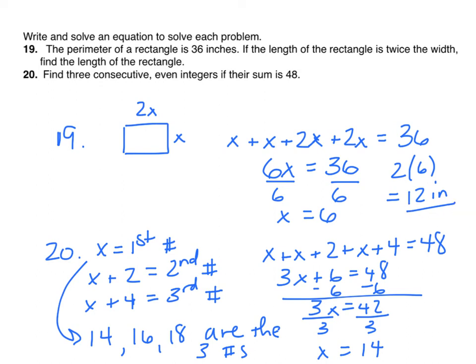In the second problem, find 3 consecutive even integers if their sum is 48. The 3 values are x, x plus 2, and x plus 4, because even numbers are 2 apart. We combine them to find their sum by adding all those expressions together and setting it equal to 48. So x plus x plus x is 3x, 2 plus 4 is 6. We solve the equation. The first number is 14, the second is 16, and the third is 18.